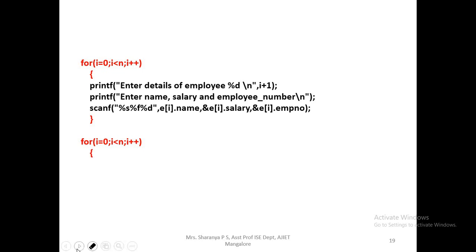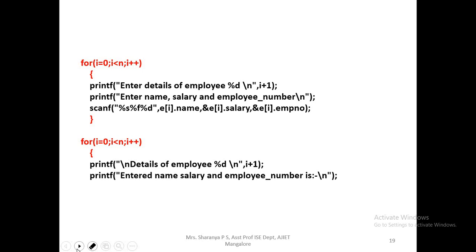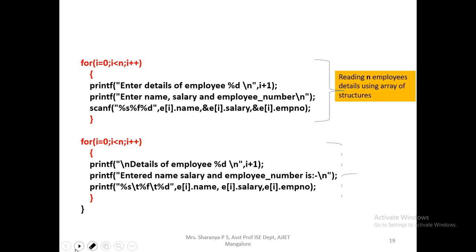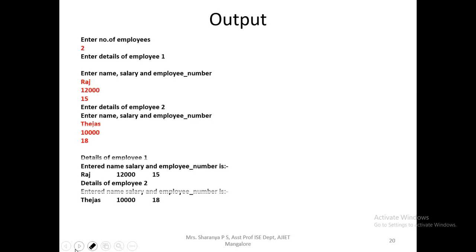And after that, if we try to print the values, the details of the employee, enter the name, salary and employee number, it is going to print the details clearly. And if we look into the output, enter the number of employees, we are giving the input as 2, and the details of the employee are taken from the user, and then it asks for the details of employee 2. It is taking the 3 different values, that is name, salary and employee ID, and then it is printing the values in the order.